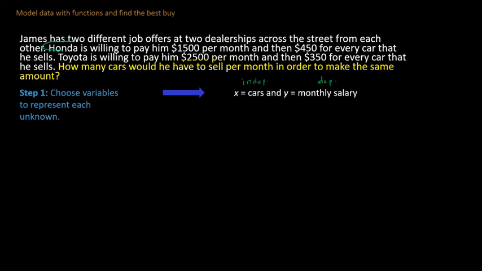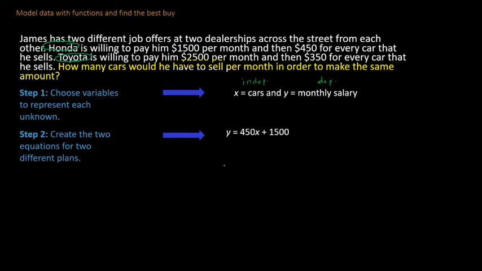So we've got Honda and we've got Toyota. So first, let's look at Honda. So it says Honda is willing to pay $1,500 a month. So the payment, Y, that monthly salary, Y, is equal to a base of $1,500 plus $450 for every car that he sells. 450x, 450 times number of cars sold. So this is the equation for Honda.